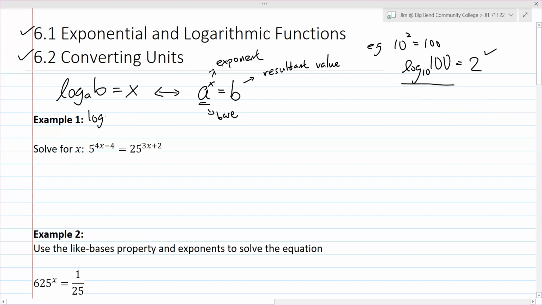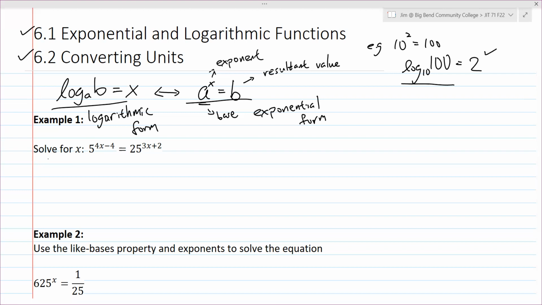So this expression here is the logarithmic form, and that one is called the exponential form. Logarithmic form of an equation and exponential form of an equation are both related in this way. We'll dig into these two more later on, but first let's see the examples we have and understand how to solve them accordingly.